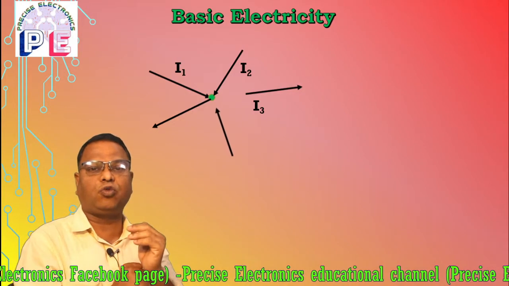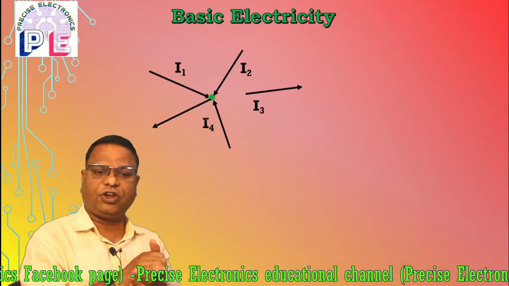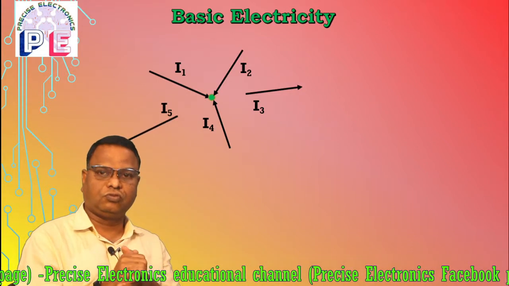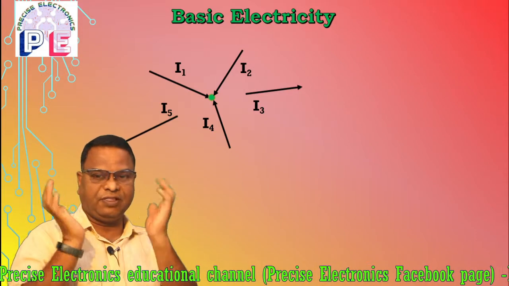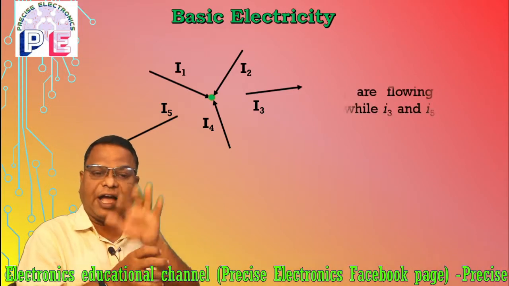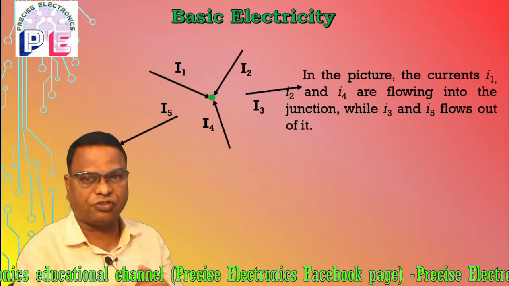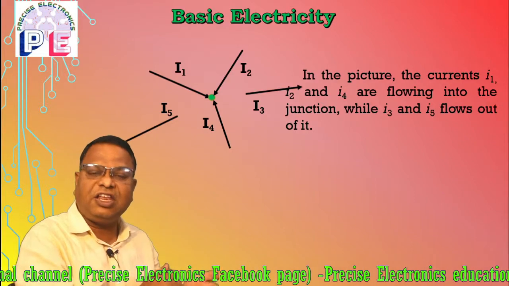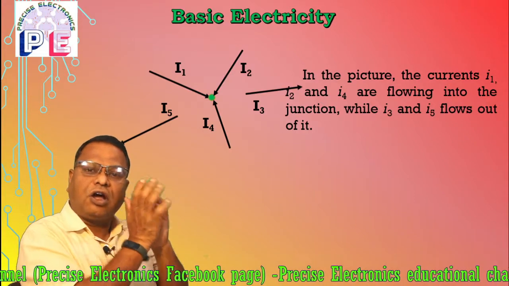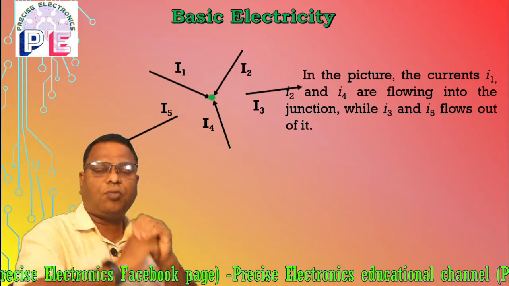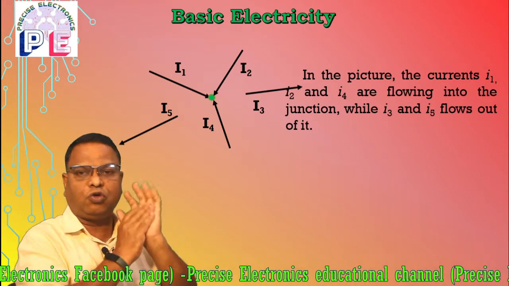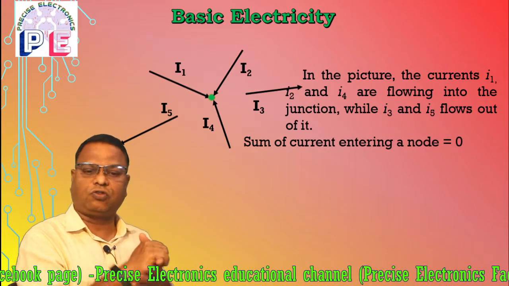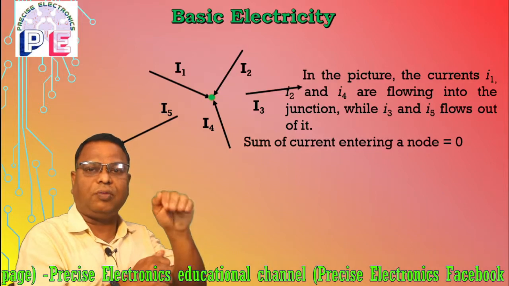I4 is also current flowing toward the junction, so obviously I4 is positive. And I5 is a current flowing away from the junction. So in this figure, I1, I2 and I4 are the currents flowing toward the junction, while I3 and I5 are the currents flowing away from the junction. The sum of the current at the node is equal to 0, because at the junction the current will be 0.